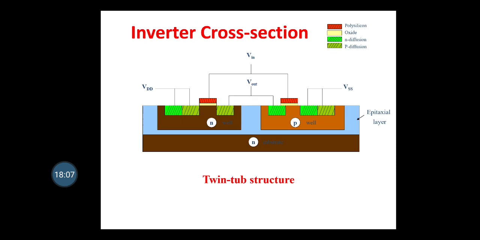So this is the CMOS IC fabrication using the twin tub structure. This is the cross section of CMOS using the twin tub structure. Here you can see the N-well and P-well. Both the wells are there, in which the structure of CMOS is formed.